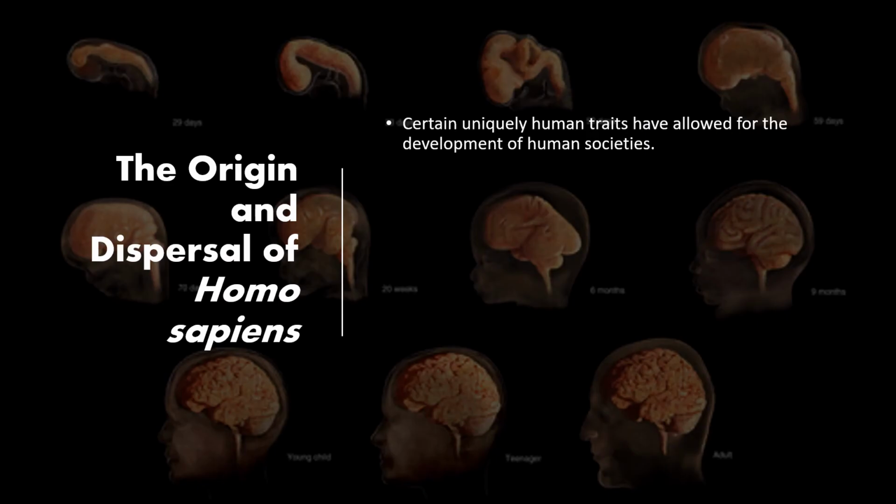One thing that scholars have always asked is what makes humans different. And there are a couple different traits that humans have that we think were important for the development of human societies. So one thing is that in the primates, the brain is going to continue to grow after birth.